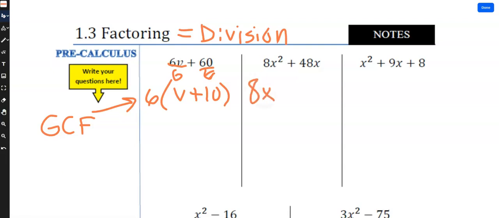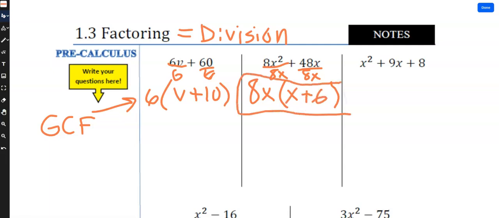This one has 8 and an x in common. So you're basically dividing these by 8x. It's always a sad day when you have an x in common with another person. So that would leave me with x plus 6. So these are my first two answers.